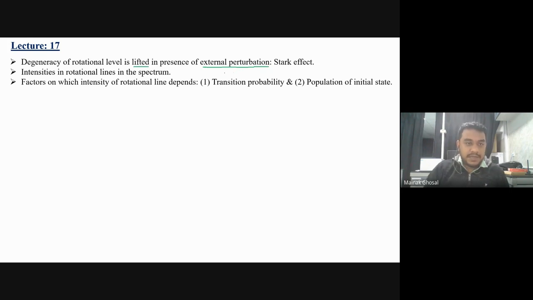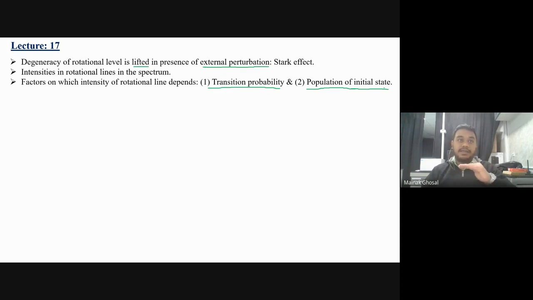The intensity of the rotational lines in the spectrum was also discussed, and on which factors this intensity depends. The first is the transition probability: if the probability of transition is higher, the intensity will be much higher. Another very important thing is the population of the initial state, that is, from which state the transition is happening.